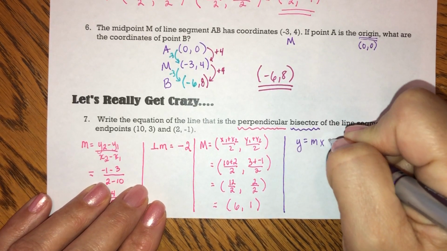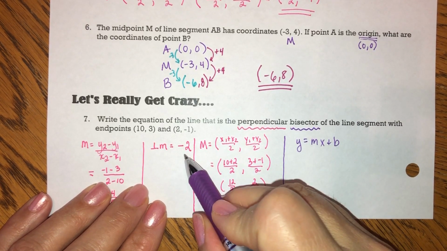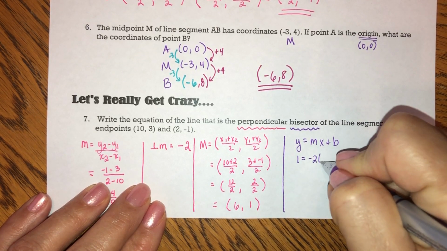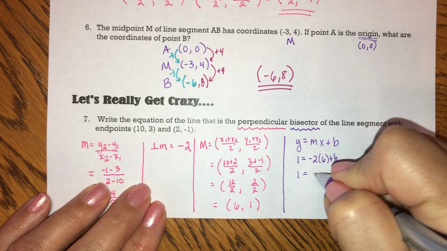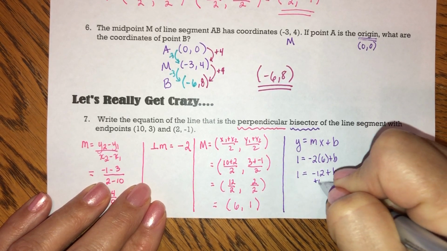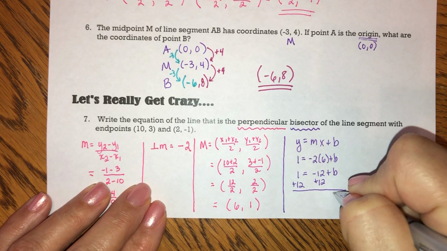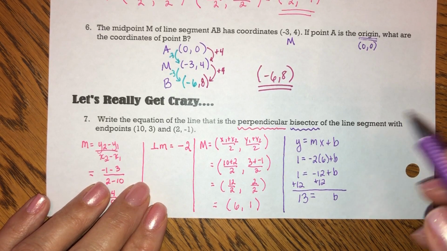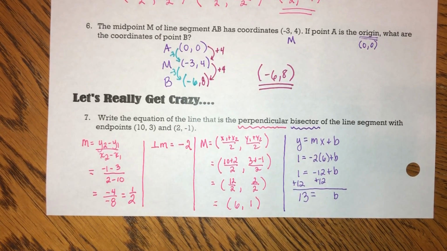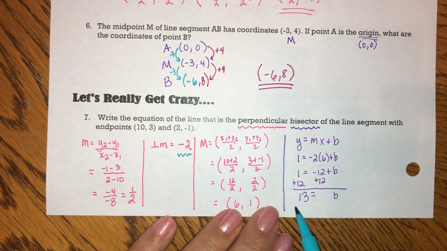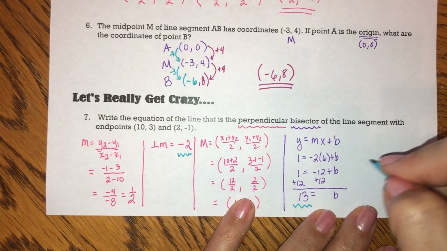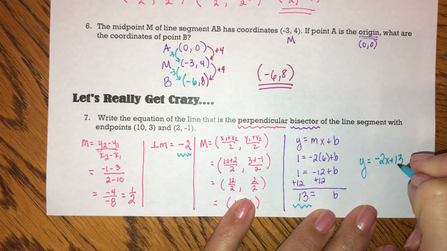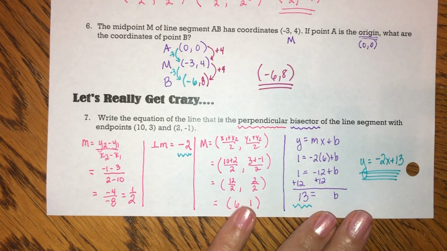Y equals mx plus b, and I'm going to plug in this point and this perpendicular slope in order to find the y-intercept here. So 1 is equal to -2 times 6 plus b, which means 1 is equal to -12 plus b, and then I have to add a 12 to both sides, having me end up with b equals 13. And that's my y-intercept. So using this new slope that I came up with, the perpendicular slope, and this y-intercept that I just found out to be the case, my final answer here will be y equals -2x plus 13. And that, ladies and gentlemen, is your final answer.